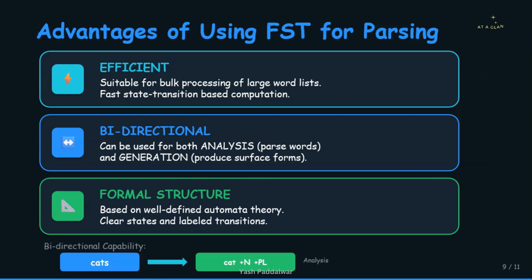Now, let's have a look at the advantages of FST for parsing. First of all, it is very efficient. It is suitable for bulk processing of large word lists. It is extremely fast, with state transition based computation. That is why FSTs are used. It is bidirectional. It can be used for analysis, to parse the word, and also for generation, where it produces the surface forms. So it can be used for both things. It has a formal structure. It is based on well defined automata theory. It has clear states and labeled transitions. Because of this very formal structure, it is widely used for parsing. I hope the advantages are clear.